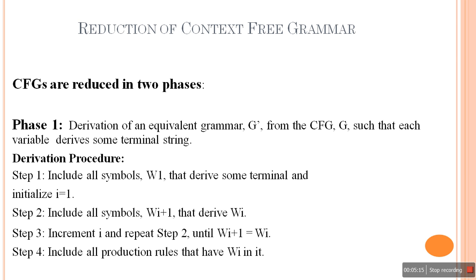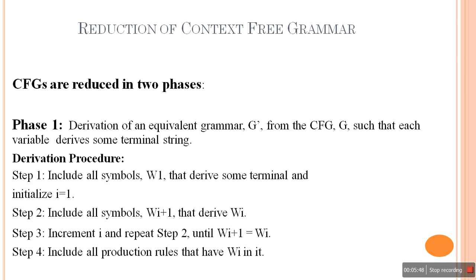This derivation procedure, the phase 1 derivation procedure, comprises 4 steps. Step 1, include all symbols in W1 that derive some terminal and initialize i = 1. Step 2, include all symbols in Wi+1 that derive Wi. Step 3, increment i and repeat step 2 until Wi+1 = Wi. And step 4, include all production rules that have Wi in it.